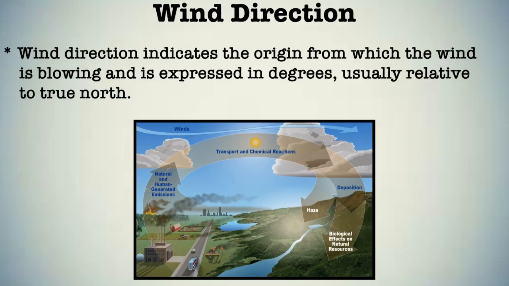Wind direction indicates the origin from which the wind is blowing and is expressed in degrees, usually relative to true north. Understanding wind direction is crucial for various applications including aviation, navigation and urban planning.